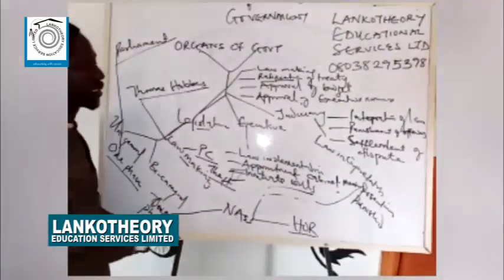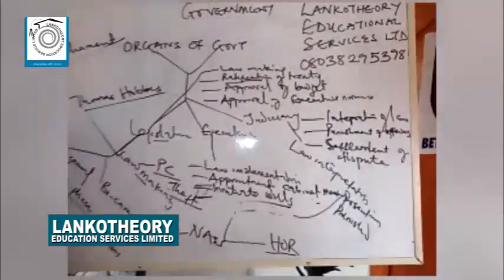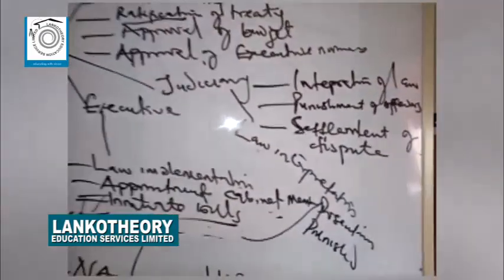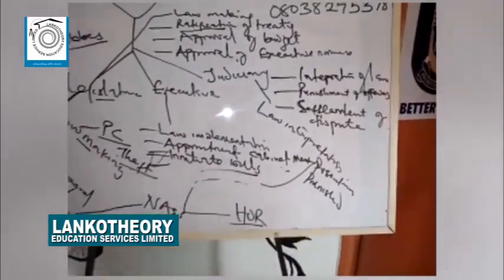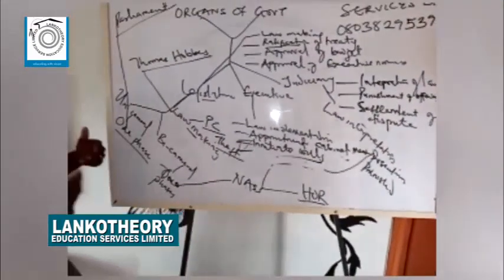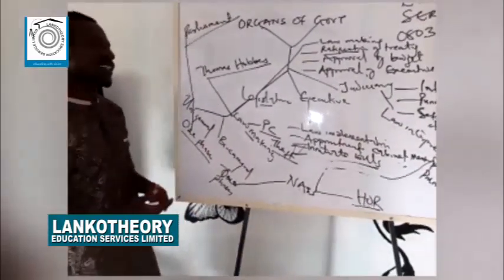The last one is settlement of dispute. If there is a chaos, a dispute, a disagreement between two or more people in the society, i.e. on land or on any other transaction, then they are free to approach the court, present their cases, and seek redress.